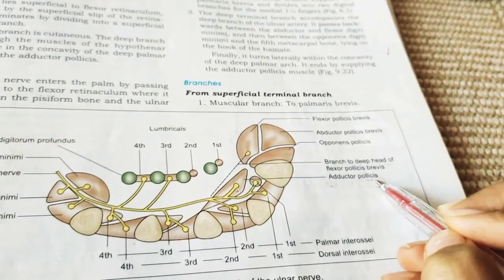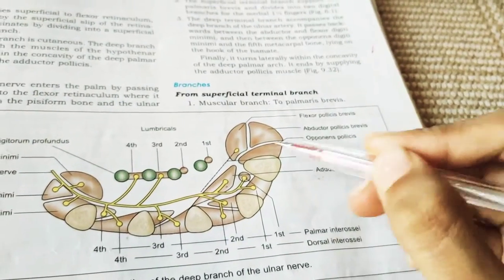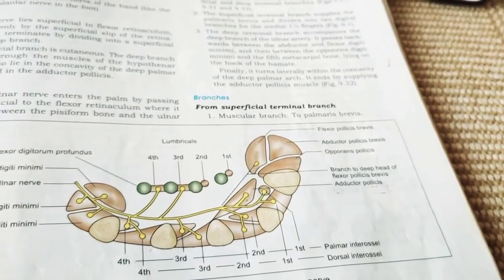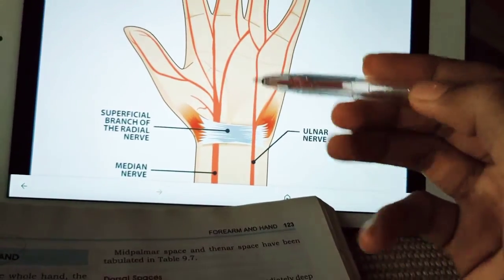Okay, so the adductor pollicis muscle is supplied by the ulnar nerve, and also forming a deep arch in the palm. So now we'll understand the branches of the ulnar nerve. First we'll understand the branches of the superficial branch of the ulnar nerve.